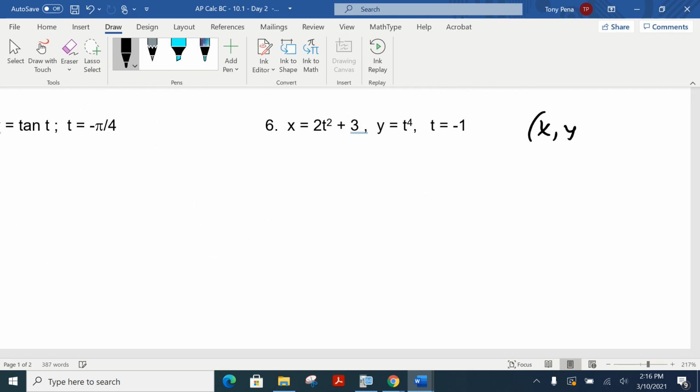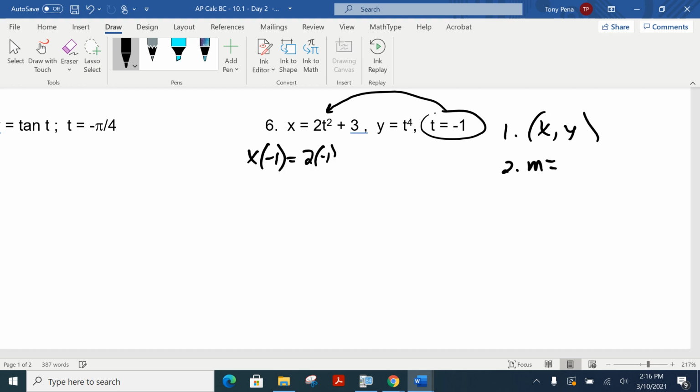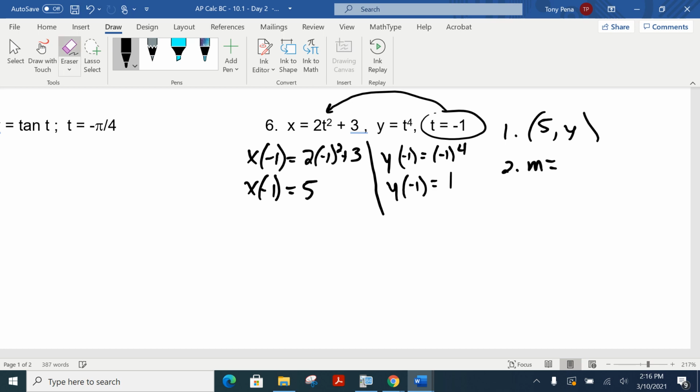If I want you to write the equation of your line, we need x and y, and we need our slope. So these should be really quick. Take your time of -1 and plug it in for your t. Our x position at that time should be 5, so that's going to be our x. If you throw that into your y, y of -1 is -1 to the 4th, so that's a +1. And then that's our point.